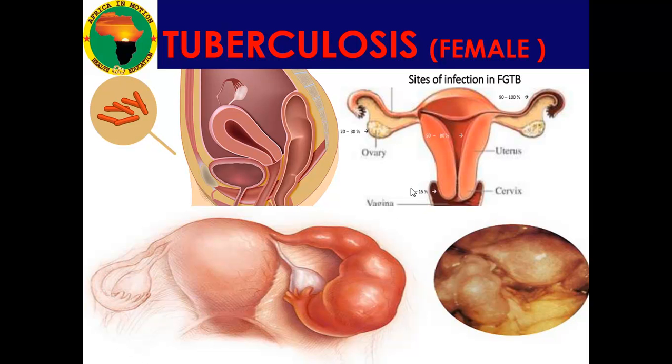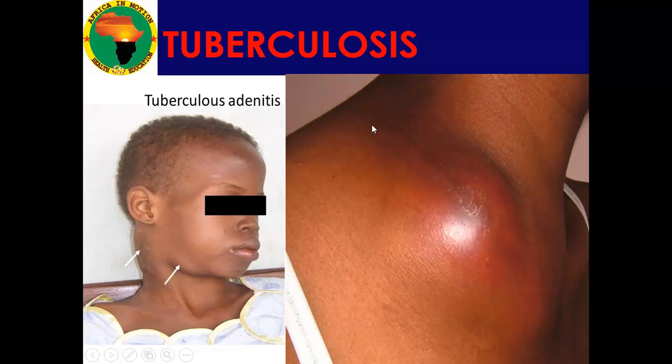You see, it has different sites of location. It can even go to the vagina. It can affect the uterus. It can affect the tube. Most of the time, actually, it looks like TB likes the tubes. That's why we see this huge mass here. It does affect the ovary as well. It can affect what we call lymph nodes, which will cause TB adenitis.